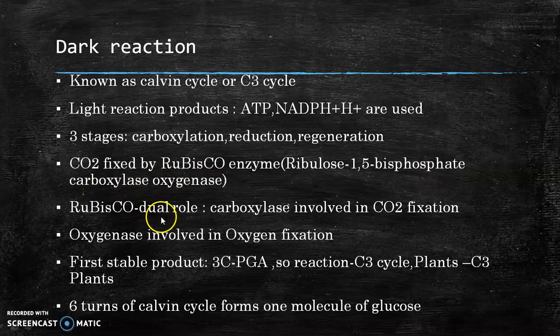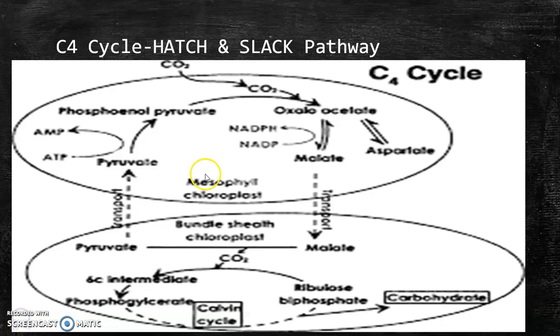So it is playing a dual role. Carboxylase is involved in carbon dioxide fixation, and oxygenase is involved in oxygen fixation. You can refer to all the steps in the dark reaction, and the first stable product is 3-carbon phosphoglyceric acid. So only it is called the C3 cycle, and the plants which have this type of reaction are called C3 plants, and 6 turns of the Calvin cycle form 1 molecule of glucose. So these are some important points to remember.